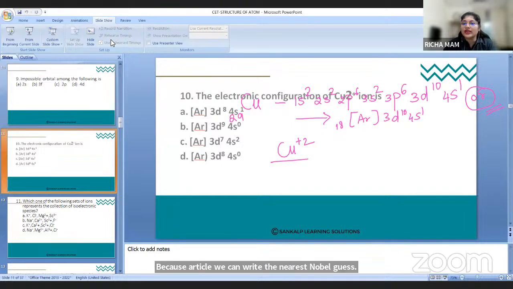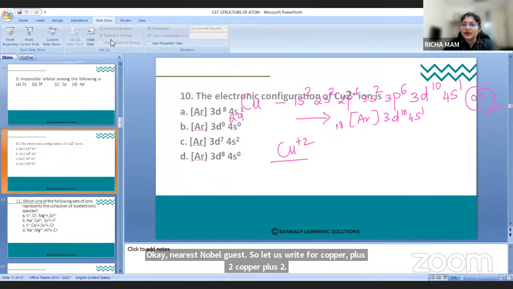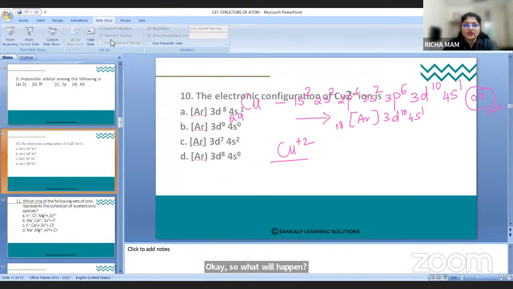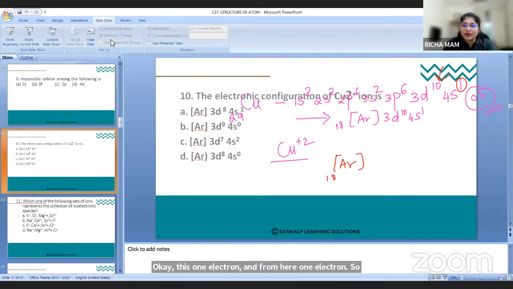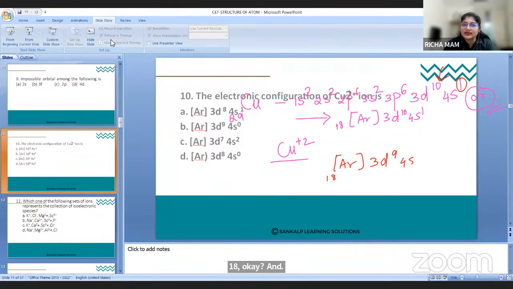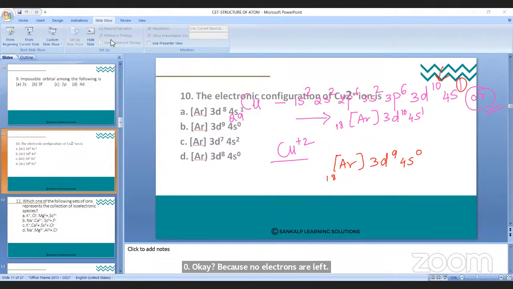So for copper +2, what will happen? One electron will be lost from here, and one electron from here. So what will it be? It will be argon 18 and 3d9 4s0, because no electrons are left. So which is the answer? Option B, ma'am. Yes, option B.